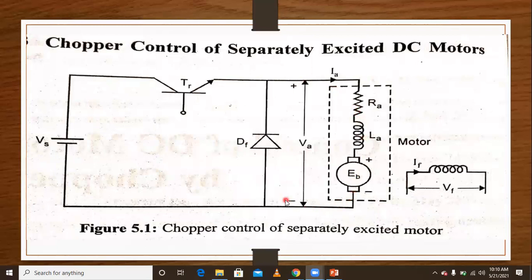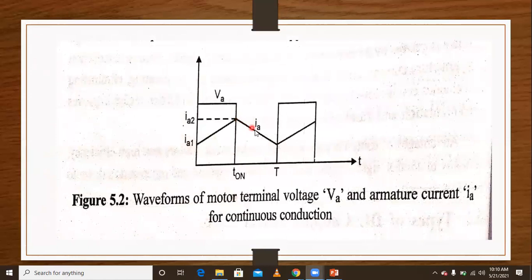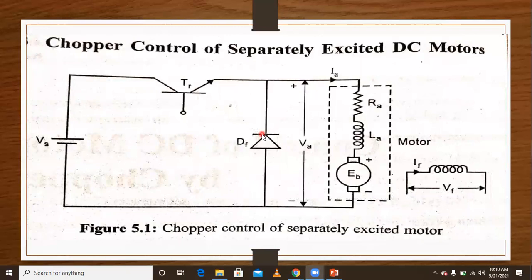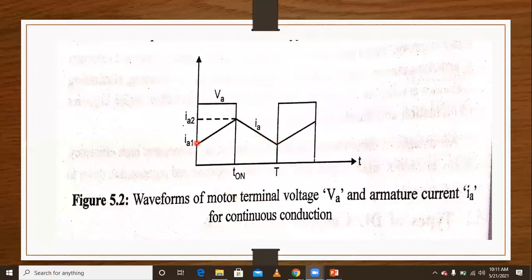So by using freewheeling, the load current freewheels and starts to decrease the armature current, like this. Okay, understood. When the armature current falls below the lower limit, that is called IA1.